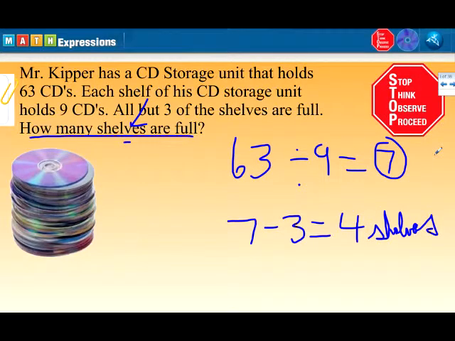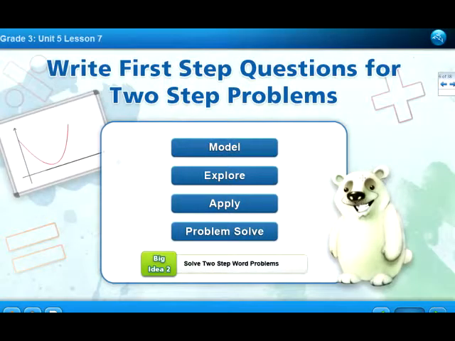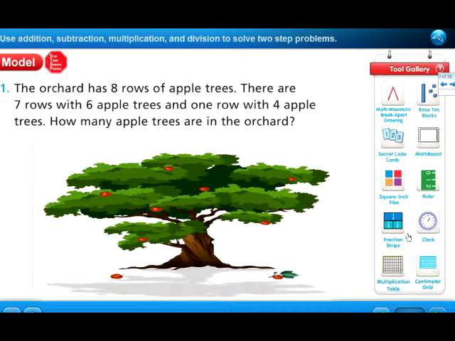Let's see if we can use this STOP acronym with all of our problems today. In our lesson today, we are going to look at a couple of problems that will help us understand how to do these procedures. The orchard has 8 rows of apple trees. There are 7 rows with 6 apple trees and 1 row with 4 apple trees. How many apple trees are in the orchard?